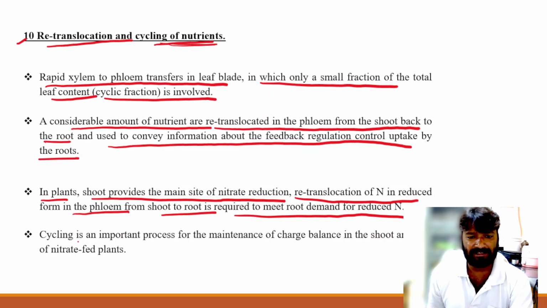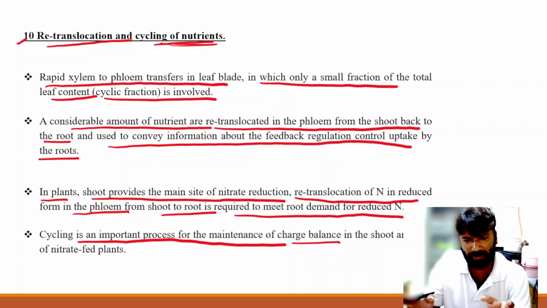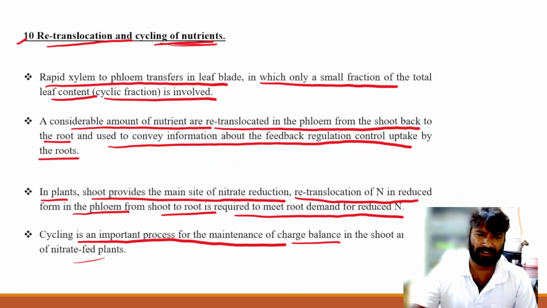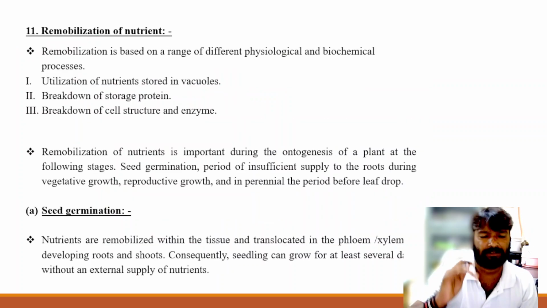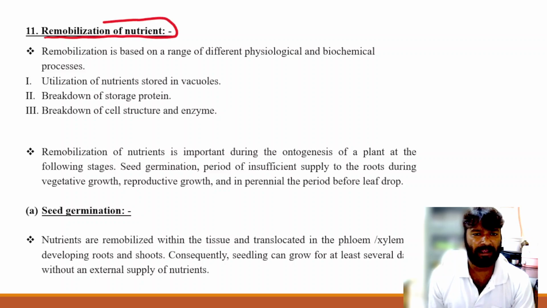And cycling is an important process for the maintenance of charge balance, if there is an imbalance in the ion homeostasis in the shoot and root. So in this case, retranslocation and cycling of nutrients take place. And the next point, the last point, is the remobilization of nutrient, and that is a very important process.